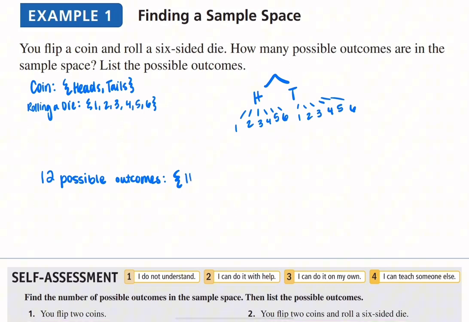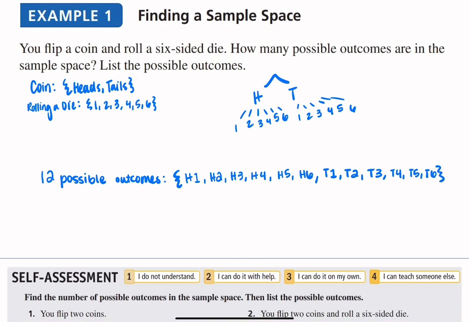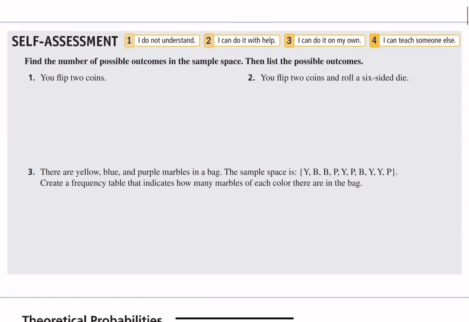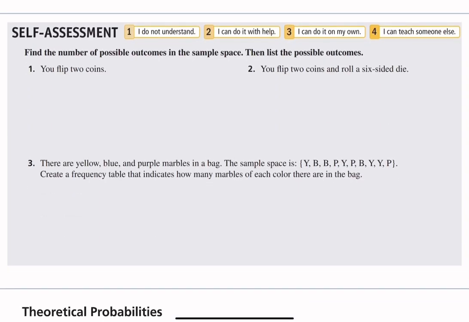And those are going to be your heads with a 1, heads with a 2, heads 3, heads 4, heads 5, or heads 6. Or you could flip a coin and get tails with a 1, tails 2, tails 3, tails 4, tails 5, or tails 6. Those are all your possible outcomes. Okay? Pause the video for just 2 minutes. I want you to pick either 1 or 2 and do 3.